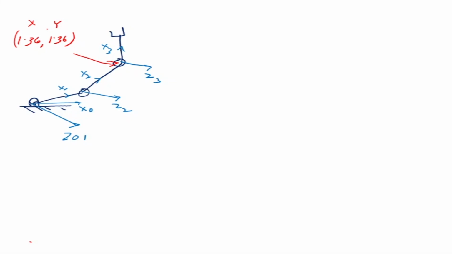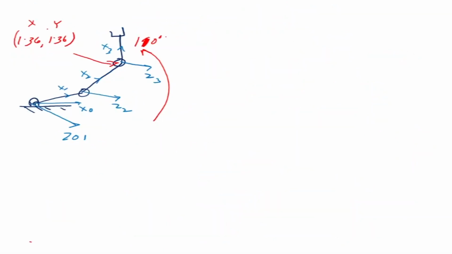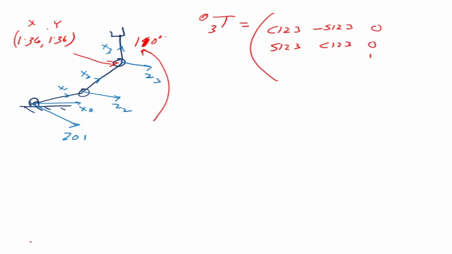Okay, now what about the final angle phi? The final angle phi is given as 90 degrees. Okay, or let's not call it 90 degrees, let's call it 110 degrees. Just to change it to 110 degrees, final angle. Okay, now what would be the desired matrix? So I'm going to multiply T0 to 3 and I'm going to get cos 1 2 3, minus sin 1 2 3, sin 1 2 3, cos 1 2 3, then 0, 0, 1, 0, 0, 0, 0, 0, and L1 cos 1 plus L2 cos 1 2, L1 sin 1 plus L2 sin 1 2, 0, and 1. Okay, this is what I have got.